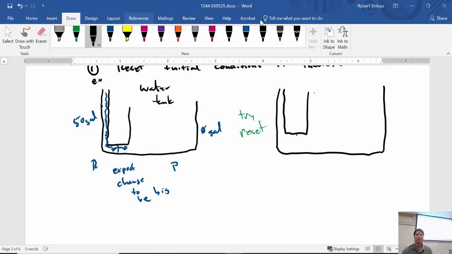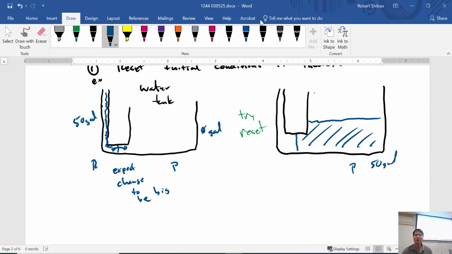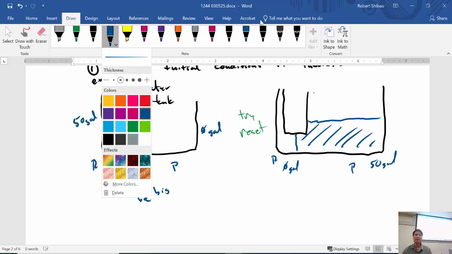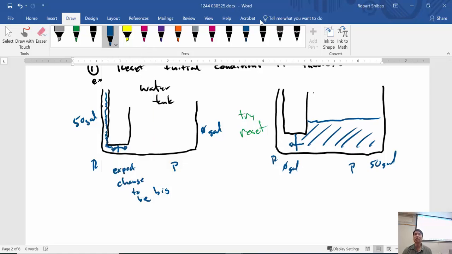Now what I'm going to do is I'm not going to add any water or remove any water, but all I'm going to do is take all 50 gallons of water and put it on the right side. So now my product side has 50 gallons and the reactant side has 0 gallons. Now in this case, what do you expect for the change? The change should be a lot smaller, right? Change should be small.